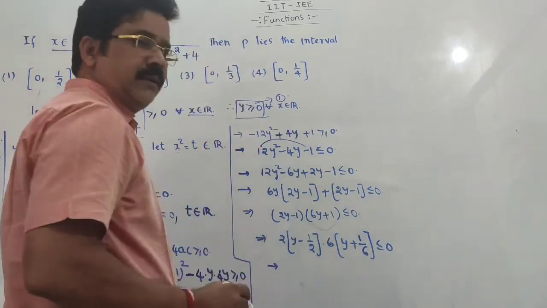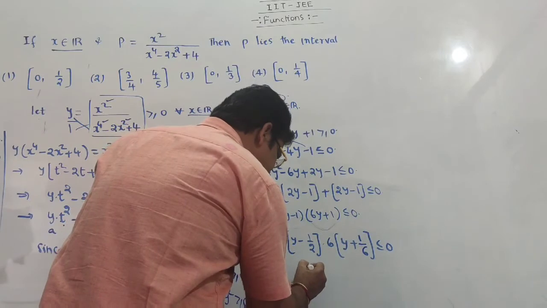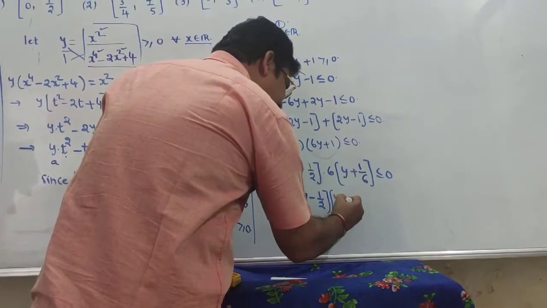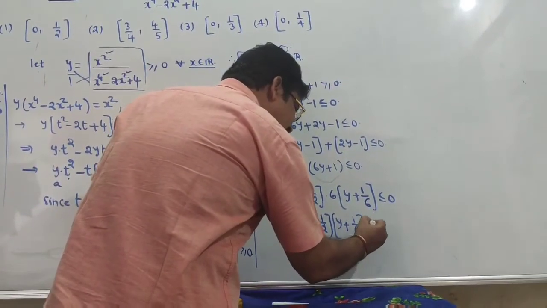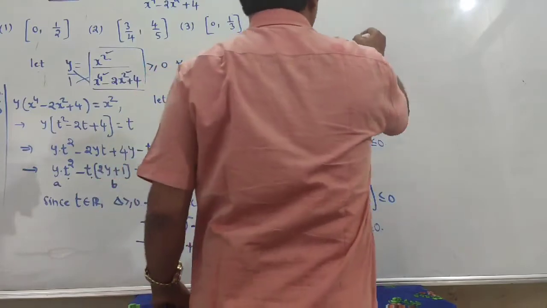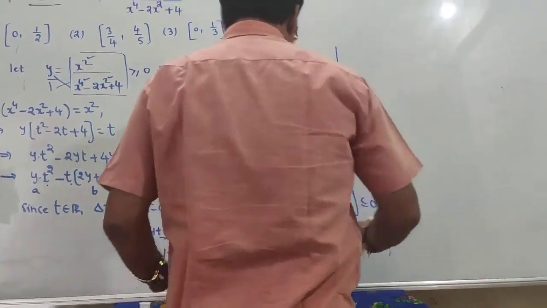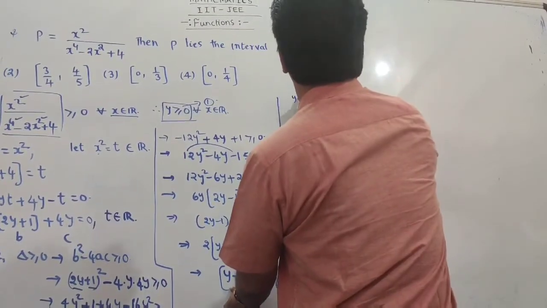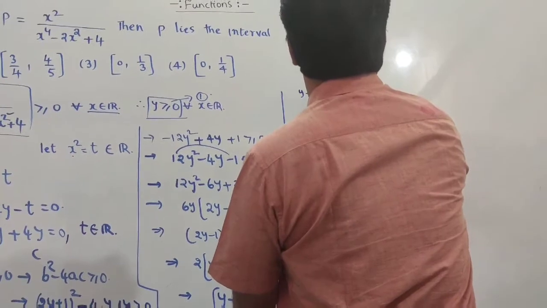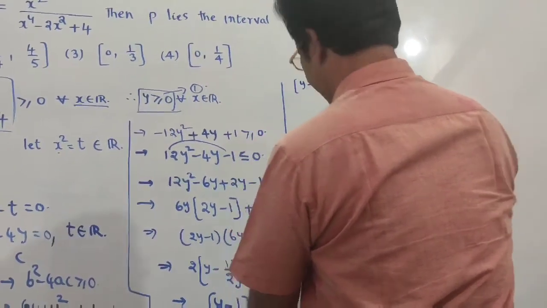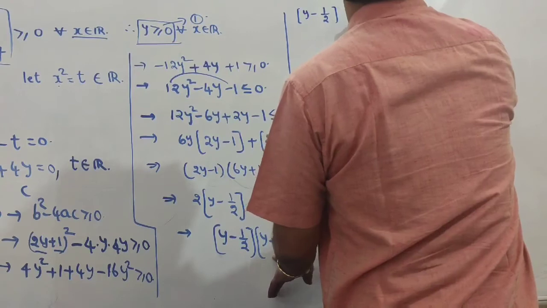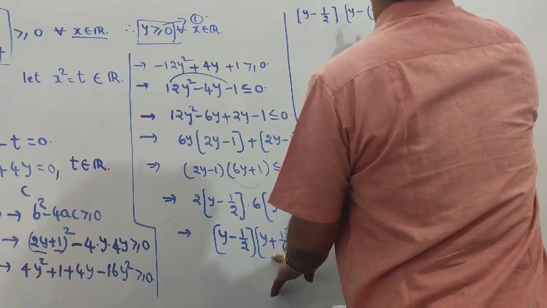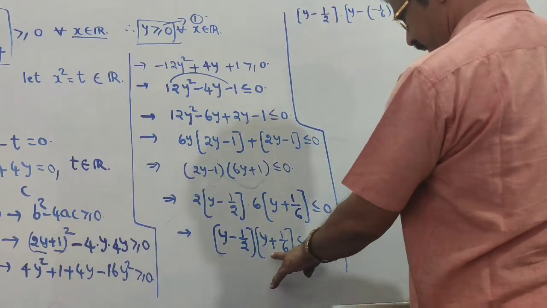So dividing by 12 throughout the equation, it is (y - 1/2)(y + 1/6) is less than or equal to 0. So here (y - 1/2) into (y + 1/6) is less than or equal to 0.